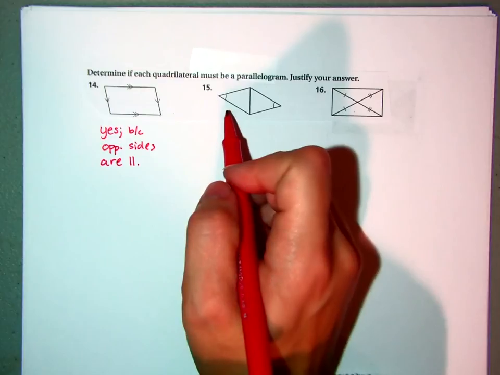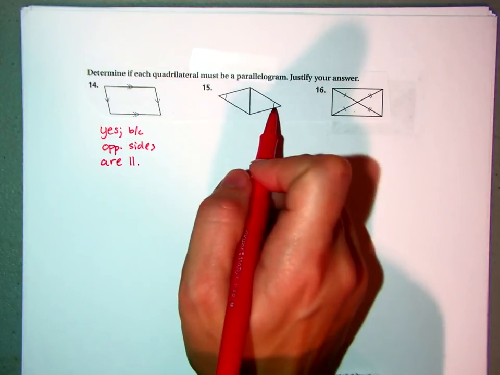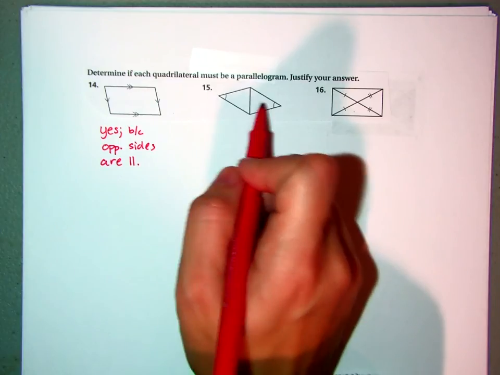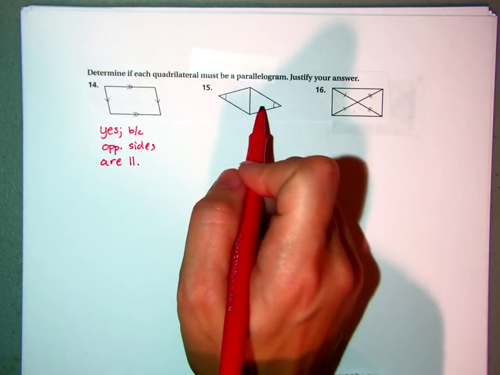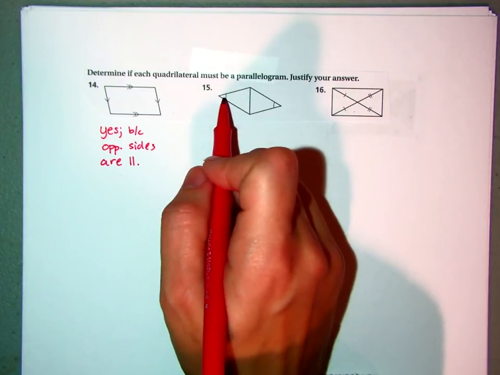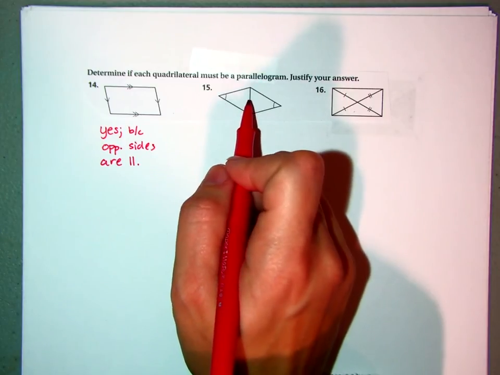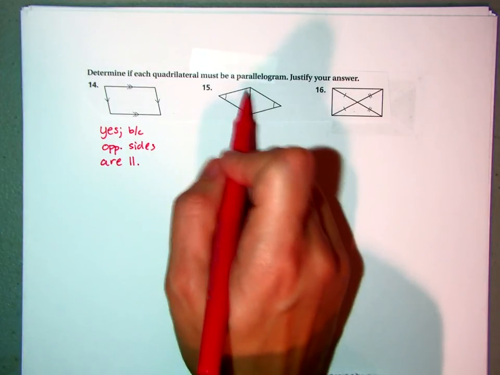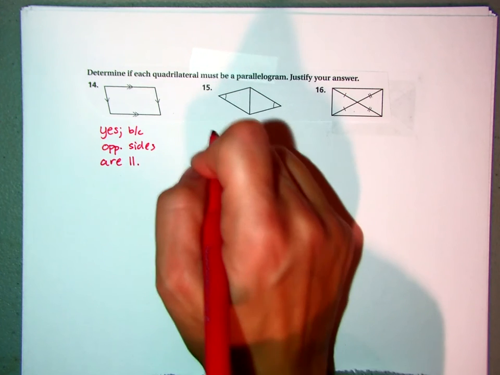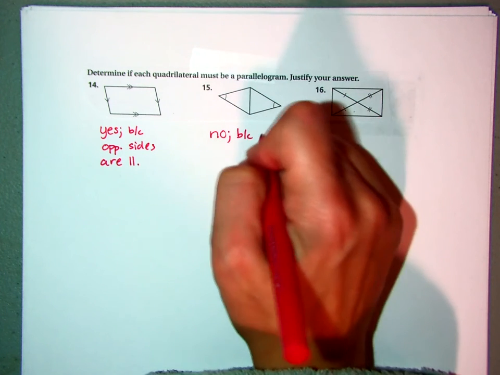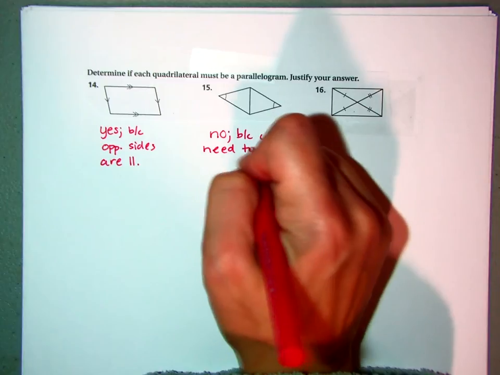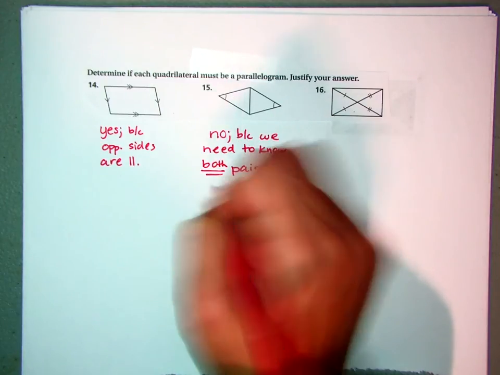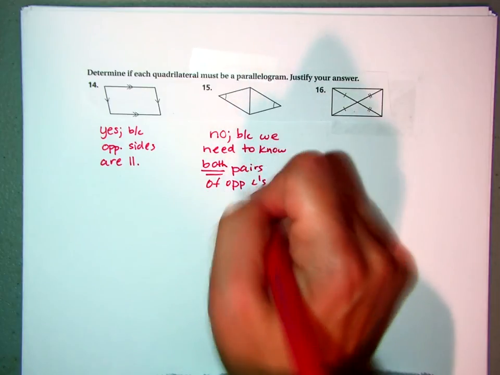If you look at 15, we have a set of opposite angles that are congruent. They drew this line in here, kind of like a reflexive property, so almost that you could see if you could prove these two triangles are congruent. But the catch is that you would only have two pieces of information. You'd have an angle and a side. There's nothing else in here. You need to know that the opposite angles, both sets, including this set here and this set here, are congruent. So no, because we need to know both pairs of opposite angles are congruent.